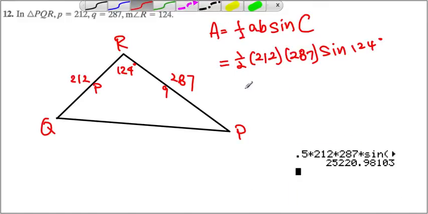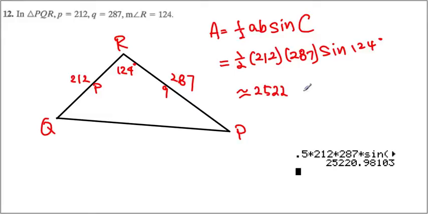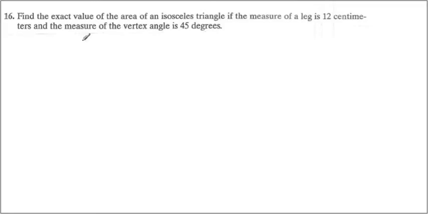So put it to the nearest tenth. So we're going to have 2522. Put it to the nearest tenth. That means the 8 has to go up, which makes it 1.0. That becomes our answer. Alright, let us move on to the next question.